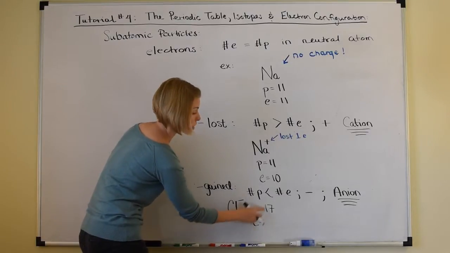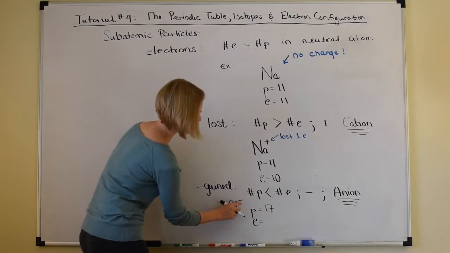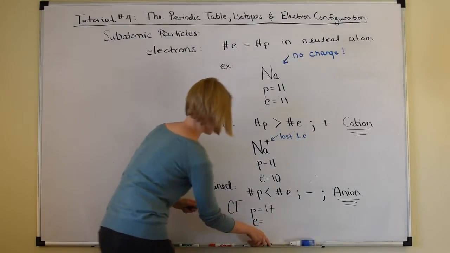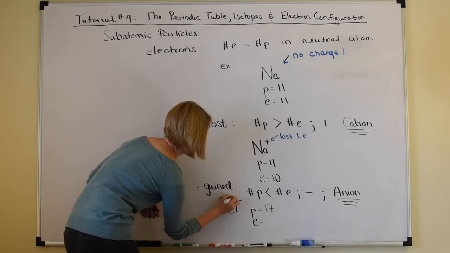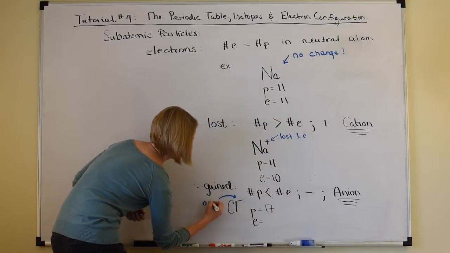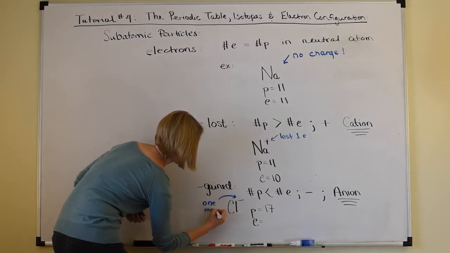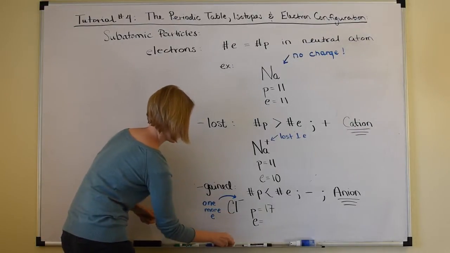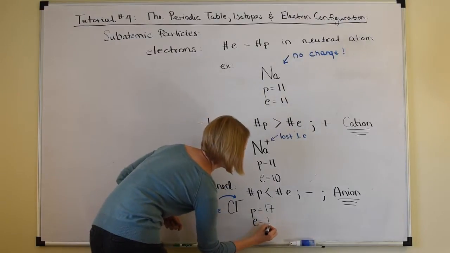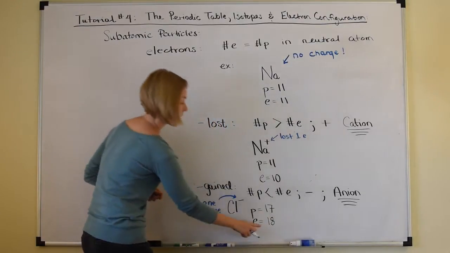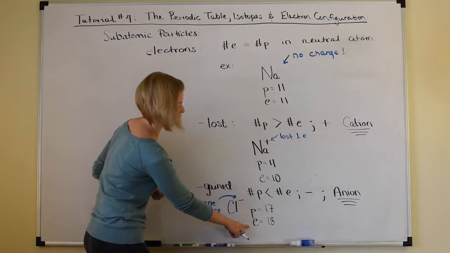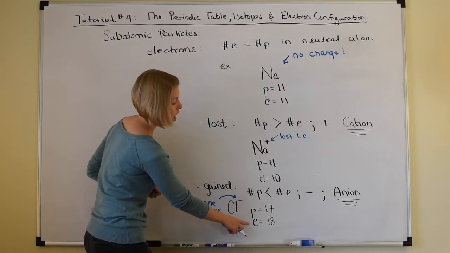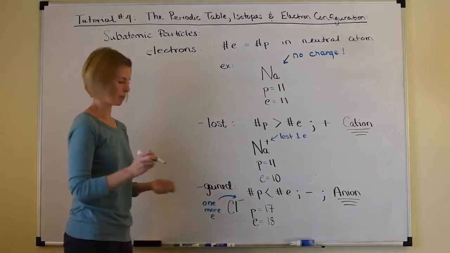But now the number of electrons is not equal to the number of protons. There's going to be 1 more electron than protons. Let me label that here real quick before we go on. 1 more electron. All right, so now we have 18 electrons. That's 18 negatively charged particles and only 17 positively charged particles. So overall, a 1- charge.